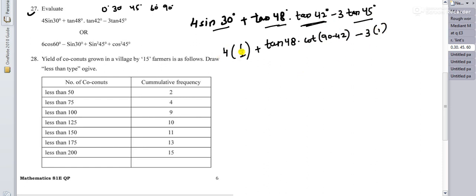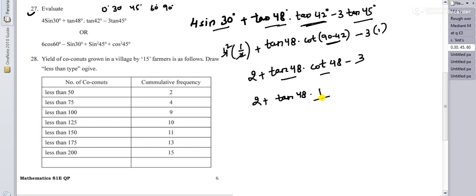So on solving this, you will get 2 ones are 2 2, so you will get 2 here plus, now see here, tan 48 into, what is this? Cot 90 minus 42 is 48 minus 3 ones are 3, so 2 plus, if I write this, can I write tan 48 as it is and cot as 1 by tan 48? Right, I can write this. Why? Because they are reciprocal of one another. This is 3. So now these two will get cancelled. We'll get 2 here. So 2 plus 1 minus 3, which is equal to 3 minus 3, and that is equal to 0. So this is the answer. I hope it is clear.